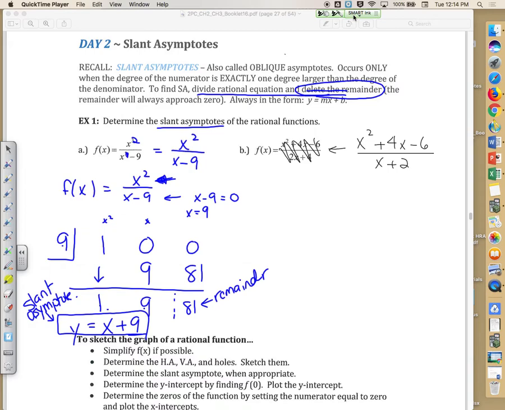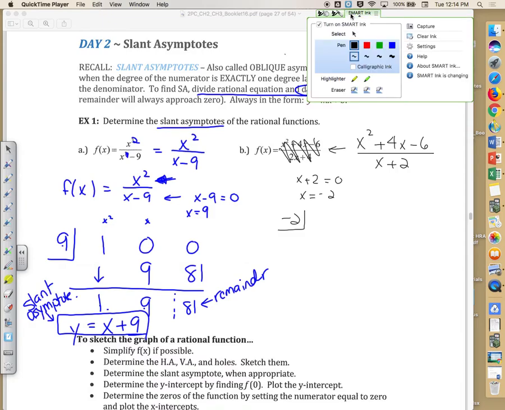So if you set the bottom equal to 0, we're going to get x equals negative 2. Remember, that's the number that goes in the box. Okay, and then the numbers across the top row.